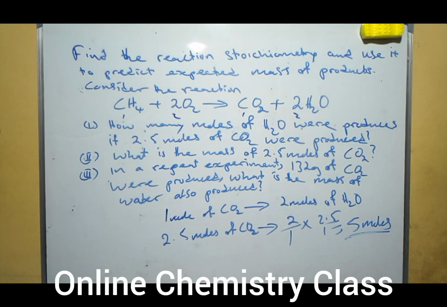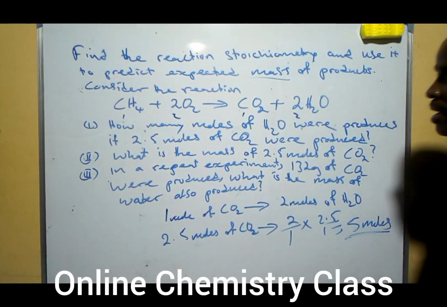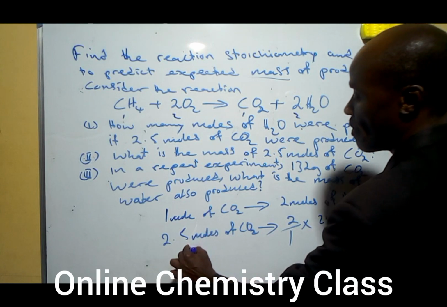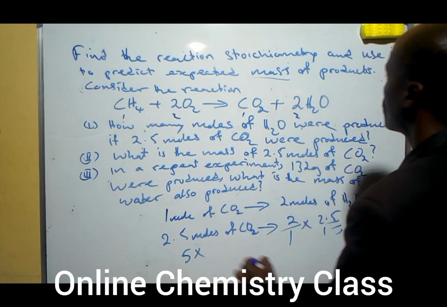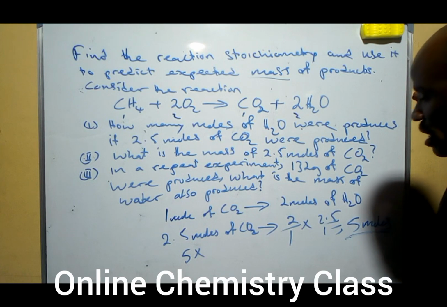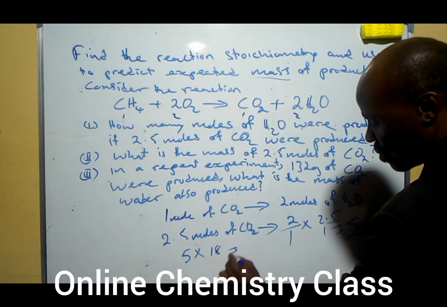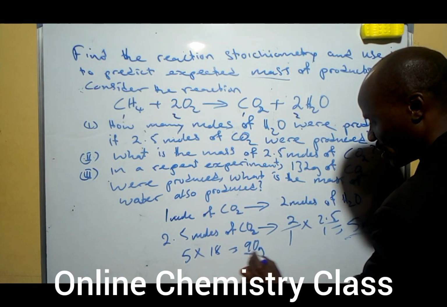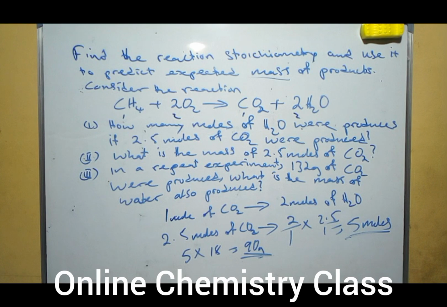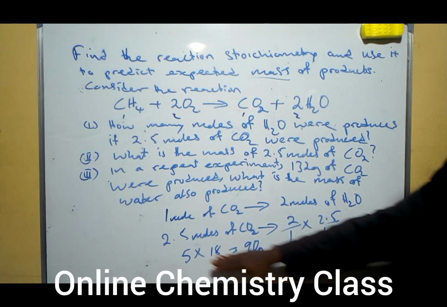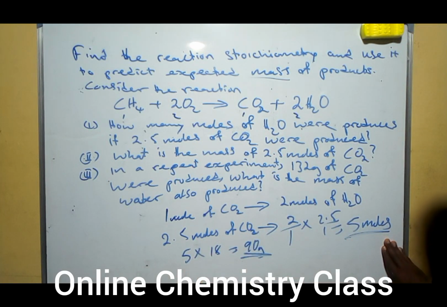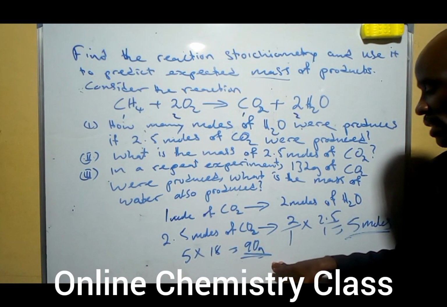moles. So since we have 5 moles, remember I said that we get the expected mass of water that will be produced in this case: 5 times the relative molecular mass of water, which is 18. We will have 90 grams of water. So in this case, when we have 2.5 moles, we produce 5 moles of water, then the mass of water there is what?